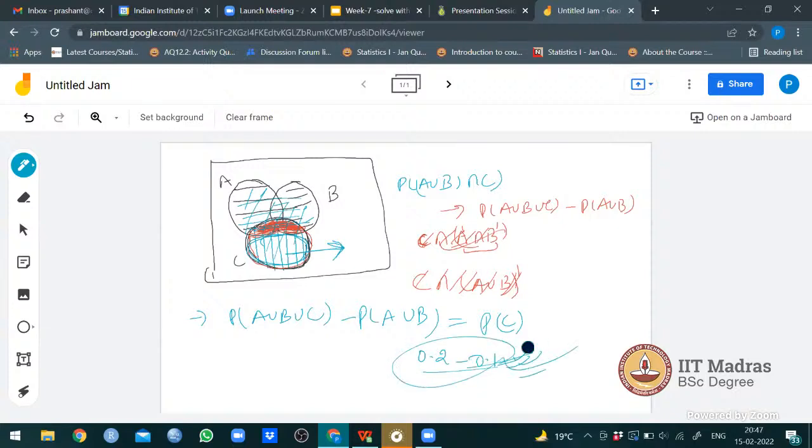Same thing. In any Venn diagram, when the portion C is given, that means we have to take all the elements in C, including all the elements in C.